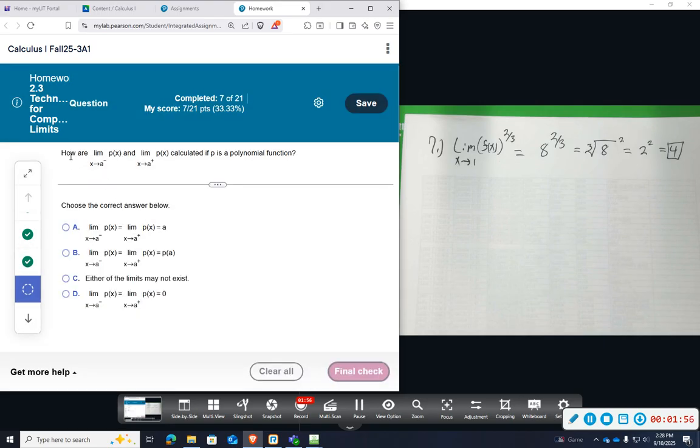Number 8, it wants to know how the limit of p of x as x approaches a from the left and the limit of p of x as x approaches a from the right are calculated if p is a polynomial function. So if this is the case, we would approach and plug in numerical values from the left and right and see if they are equal.